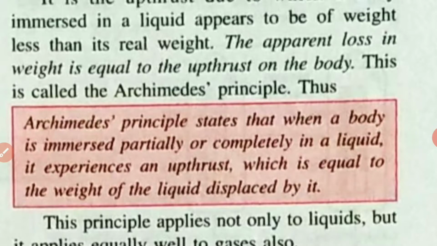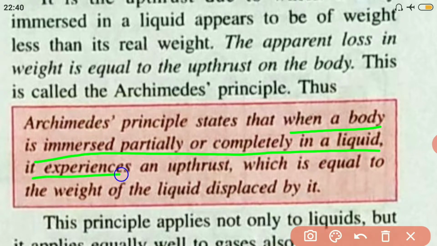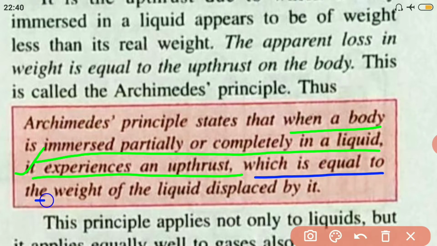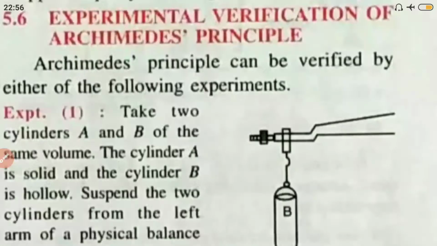Okay, I hope you have understood Archimedes principle. Actually, it is the combination of these two parts: when a body is immersed partially or completely in a liquid, it experiences an upthrust. We have understood this, right? Whose value must be equal to, that means which is equal to, the weight of the liquid displaced. So it contains two parts, right? When we combine these two parts, which you already know actually, it is known as Archimedes principle. Now this principle applies not only to liquids, but it applies equally well to gases also.